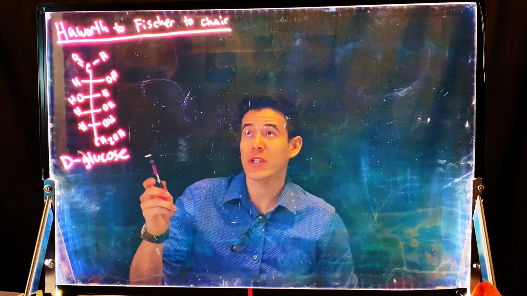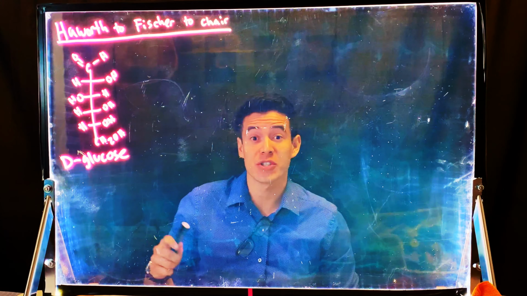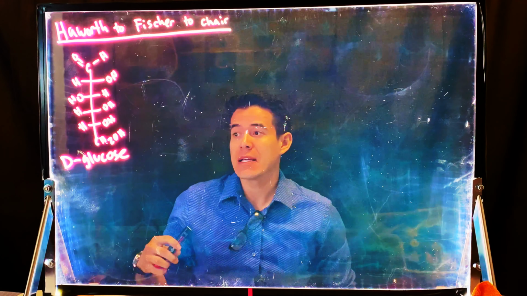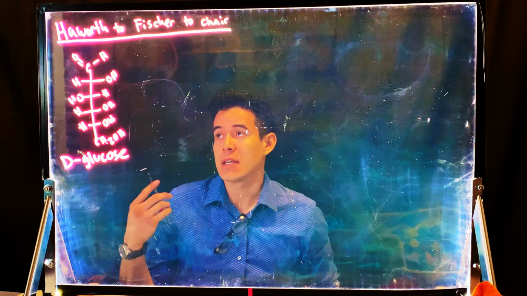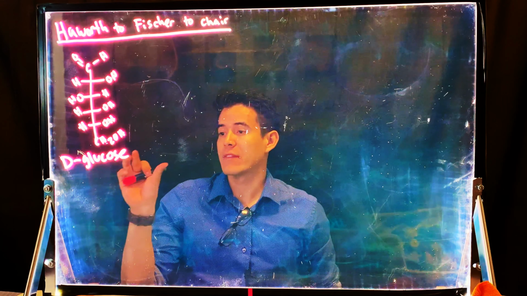Today, we're going to be working on Haworth to Fischer to chair conformations, okay? So, we're working in Doctrine to Series class, Chem 118C. We're given a D glucose.